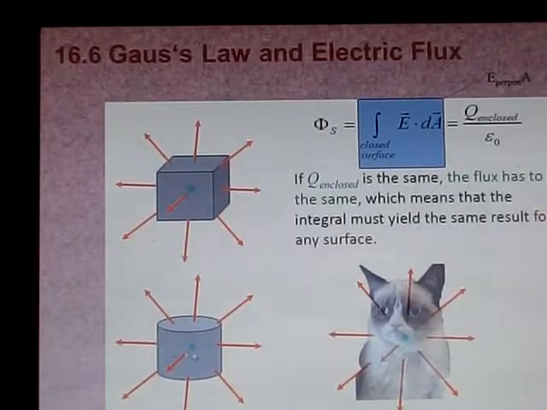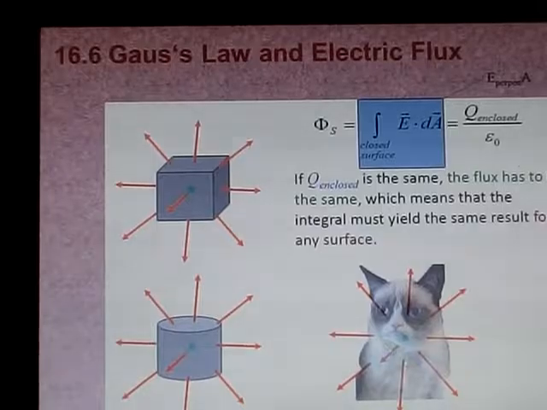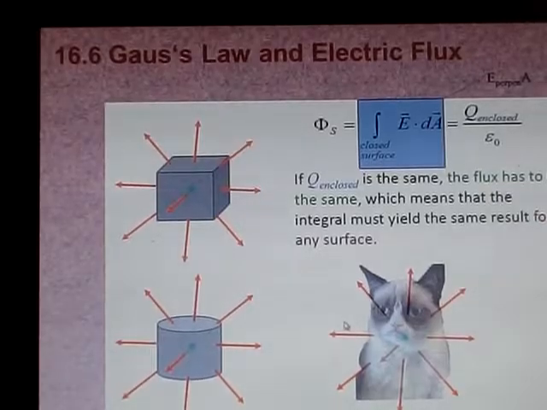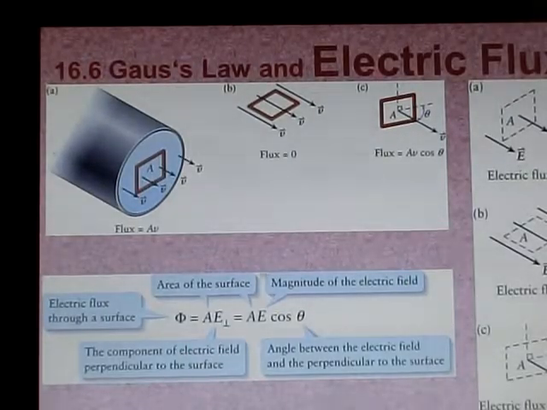Here is another Gaussian surface. This one is cylindrical. And even for this cat, we can make a Gaussian surface that doesn't have to be uniform around it, and we find the flux through the whiskers of the cat. All right. So what then is the flux good for?